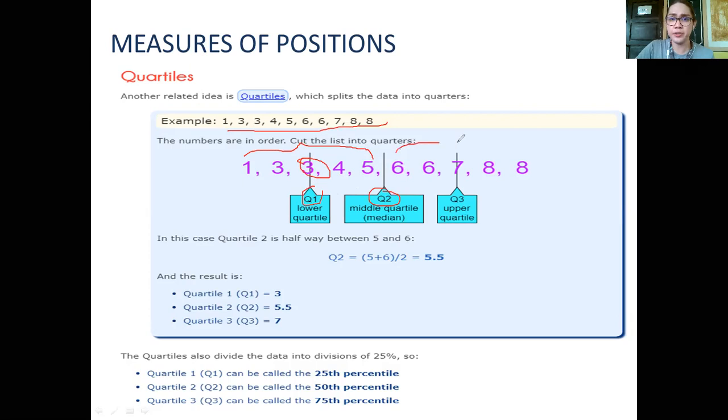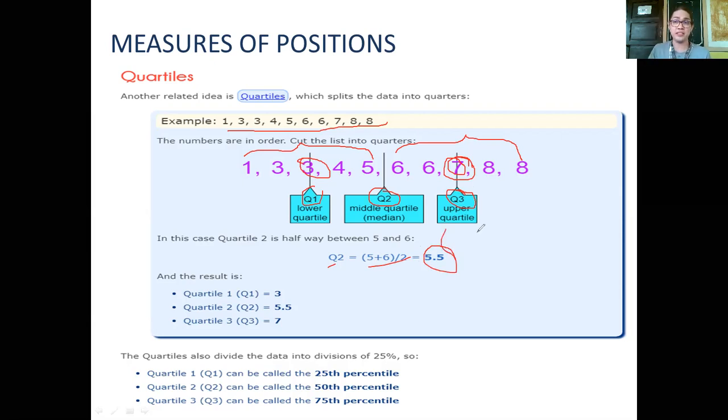And higher than your Q2, you find your Q3. Then find the median of that data. So 7 is the median of the data higher than the Q2. So this is already your Q3, or the upper quartile. In this case, quartile 2 is halfway between 5 and 6. So for your Q2, you just add 5 plus 6 divided by 2 to get the average. Then 5.5 is your Q2.